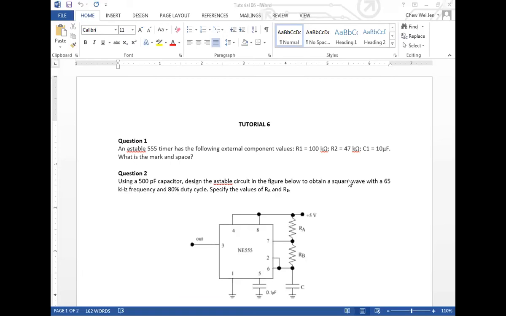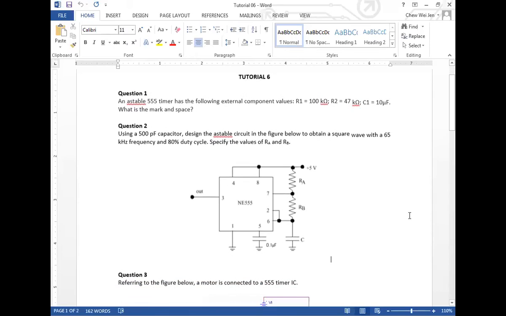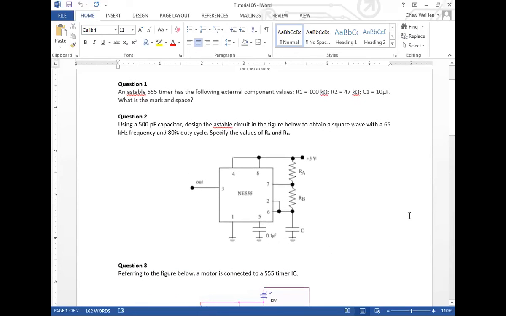Okay. What does the second question ask? Second question asks, using a 500 picofarad capacitor, design the astable circuit in the figure below to obtain a square wave with a 65 kilohertz frequency and 80% duty cycle. Specify the values of RA and RB. So basically, find the values of R1 and R2 given those values. So we got two equations, two unknowns. Should be no problem. This one is just normal maths, right?